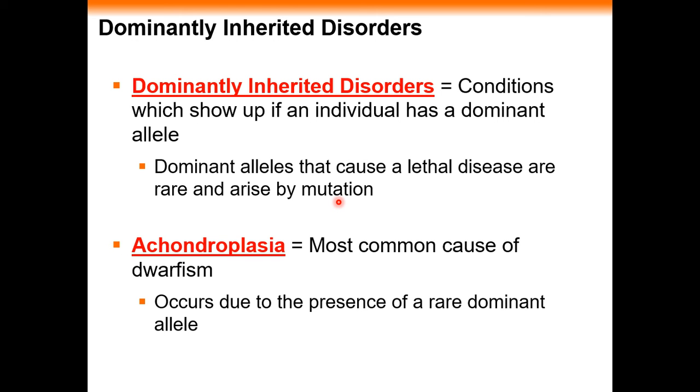Not all of them cause death, right? An example is achondroplasia. Achondroplasia is the most common cause of dwarfism. This occurs by the presence of a rare dominant allele. Polydactyly is a dominantly inherited disorder. If you just have one dominant trait, that means you have the disorder. Most of us don't.